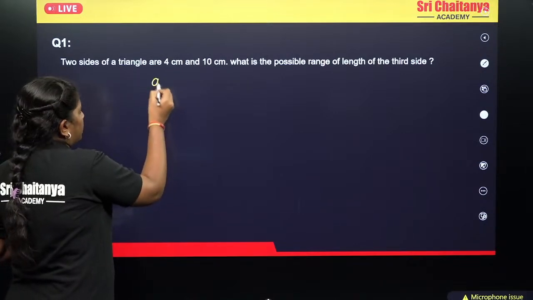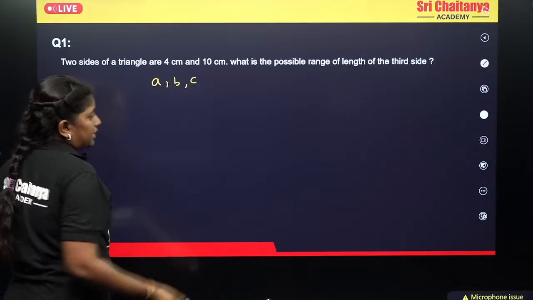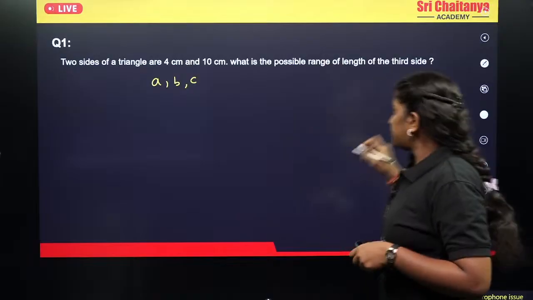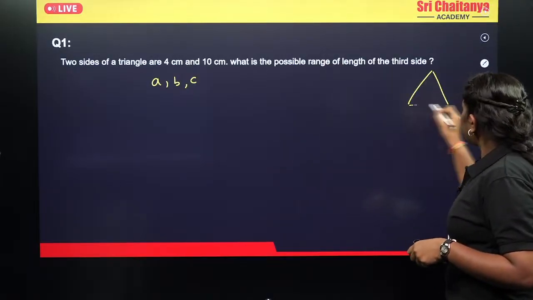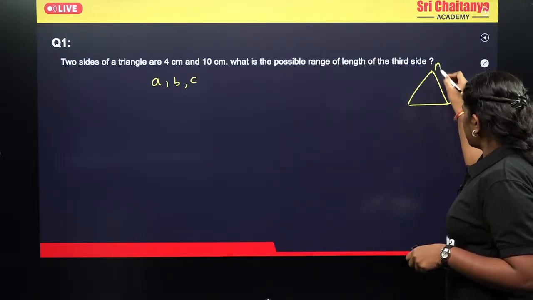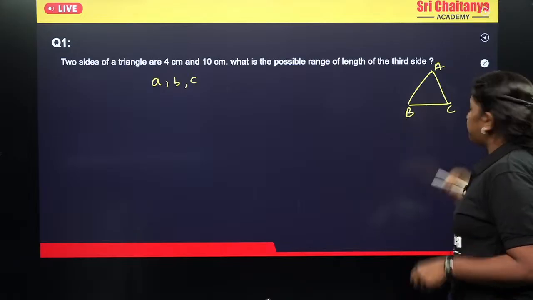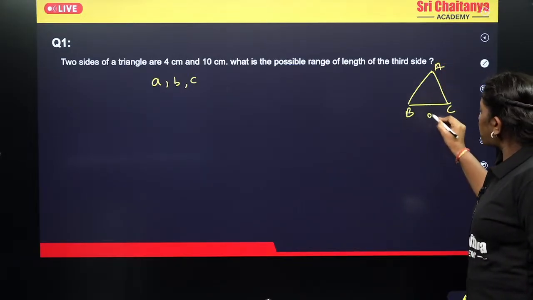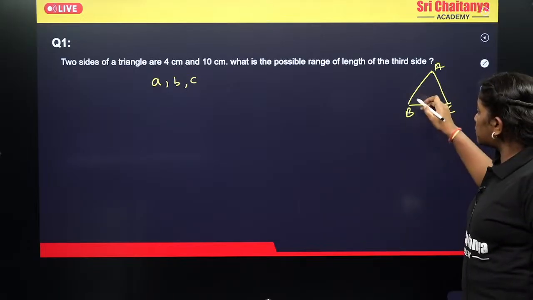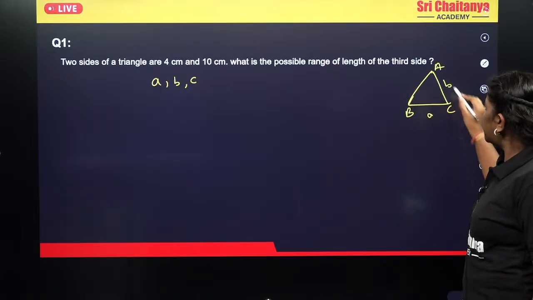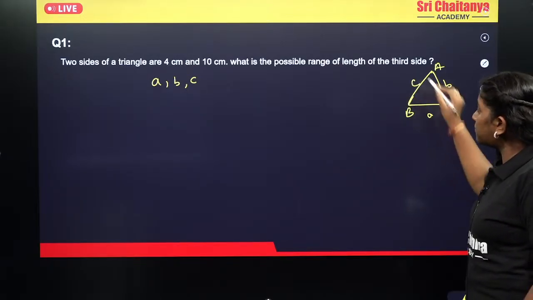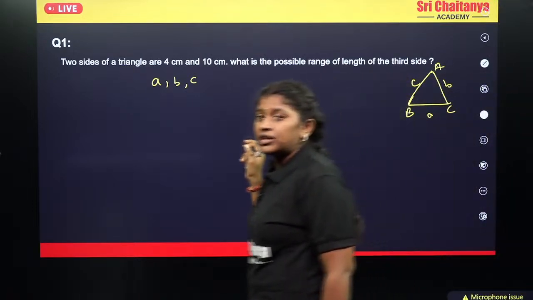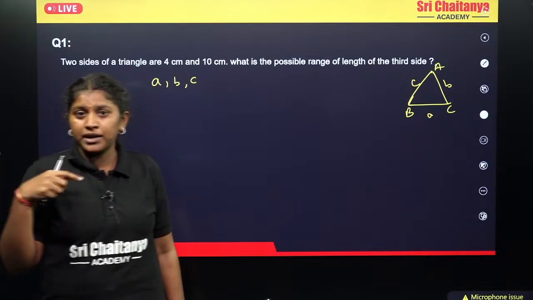Just take ABC as the sides of your triangle. How do we name the values? If you have a triangle with angles A, B and C, the side opposite to angle A becomes small a, the side opposite to angle B becomes small b, and the side opposite to angle C becomes small c. Like this we name the sides of the triangle: small a, small b and small c.